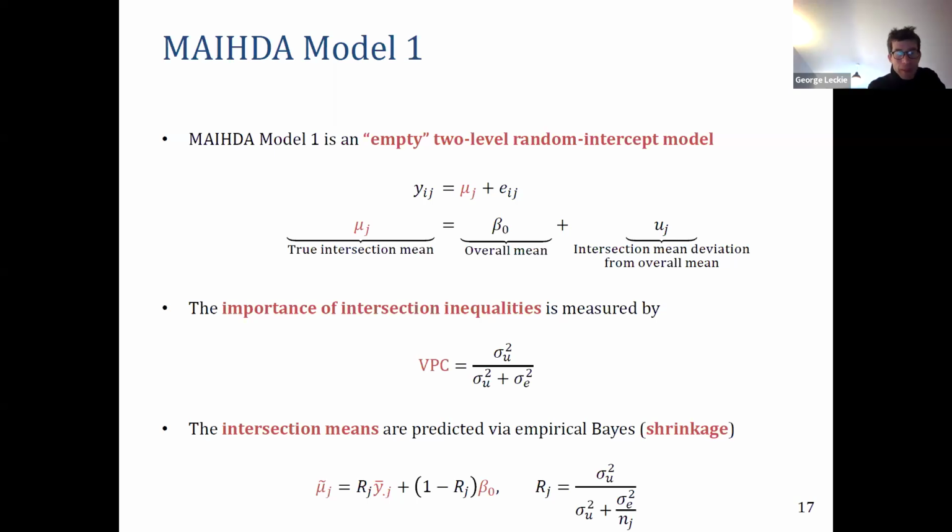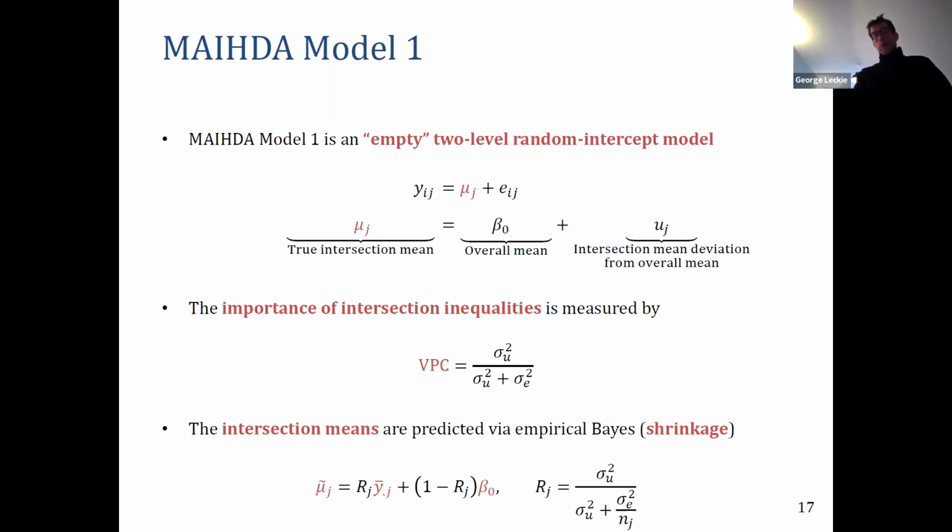Because the predicted mean for a given intersection is actually a weighted average of the observed mean in the sample and the estimated overall mean, beta 0. And because it's a weighted mean, that mu j prediction will lie between the observed mean and the overall mean. And that means it gets shrunk towards the overall mean. That shrinkage is considered desirable because we're going to get more shrinkage when we have intersections with very little data.